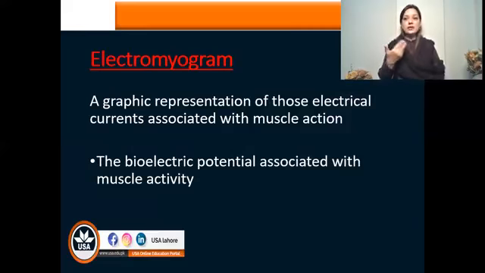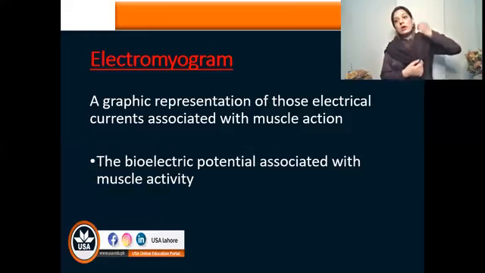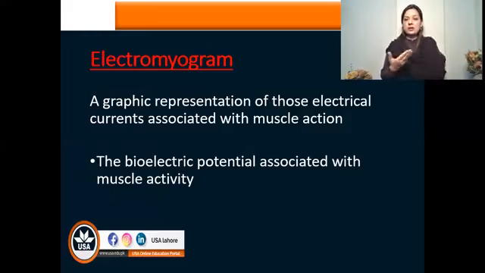Like we have seen the ECG. ECG, or electrocardiogram, is actually the representation of the electrical activity of the cardiac muscles. And the technique with which you get the electrocardiogram is electrocardiography. And here we have the electromyogram. The bioelectric potential associated with the muscle activity is recorded over a sheet, over paper, in the form of a graphical representation. That is the electromyogram.